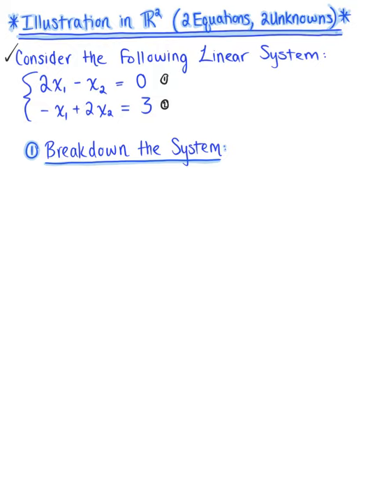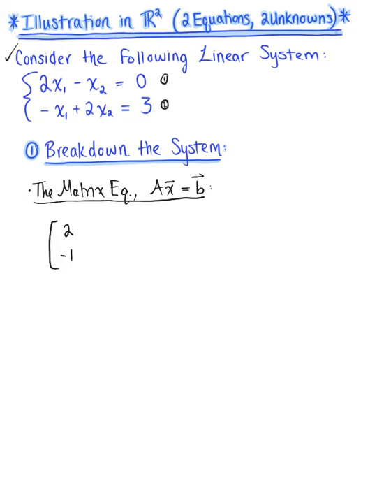So here we go. Let's start with the matrix equation. We now know that the matrix equation has the form matrix A times vector x equals vector b. Looking up at our linear system, again, we know we're in R2. We want the coefficient matrix, so our matrix A. Looking at the coefficients of our variables, our first column is 2, negative 1. The second column is negative 1, 2.